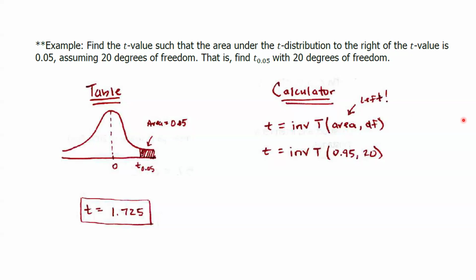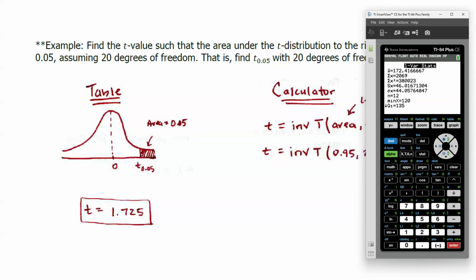Okay, so in our calculator, we are going to press second vars, and inverse t is now number 4. So let's go to number 4, enter. Our area is 0.95, and our degrees of freedom is 20. So we're going to paste that and press enter. Rounding to 3 decimal places, we get the same value that we got before, 1.725.